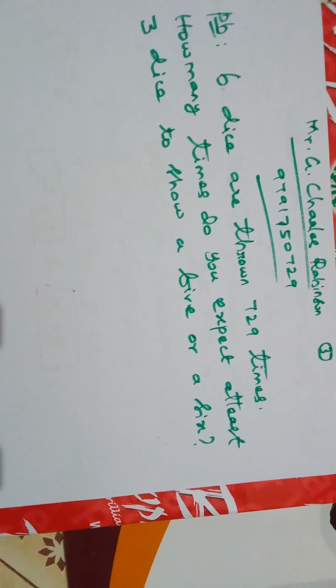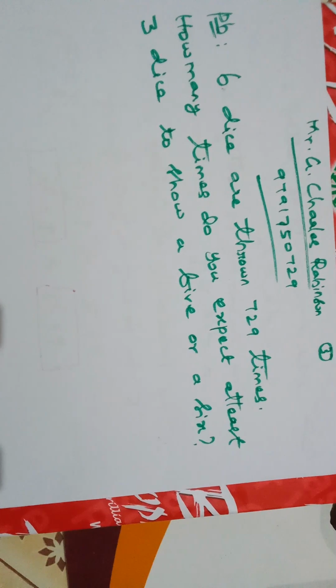Okay, let us take an example. 6 dice are thrown 729 times. How many times do you expect at least 3 dice to show a 5 or a 6? So please understand, my dear students, 6 dice are thrown 729 times, isn't it? Not only a single die, so there are 6 dice thrown 729 times. The question, how many times do you expect?